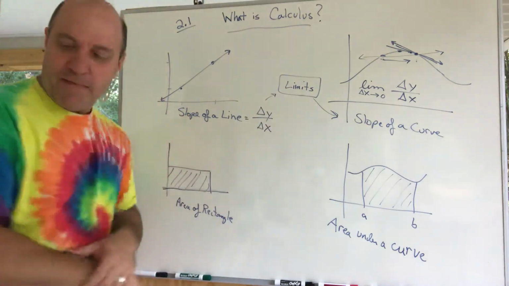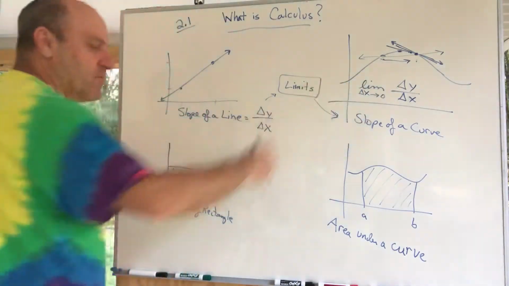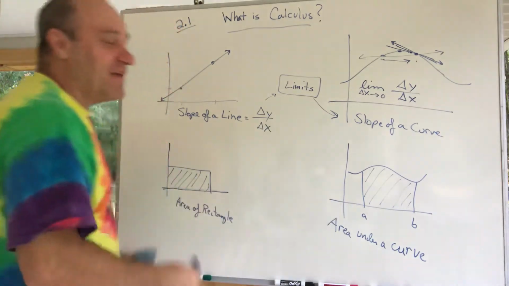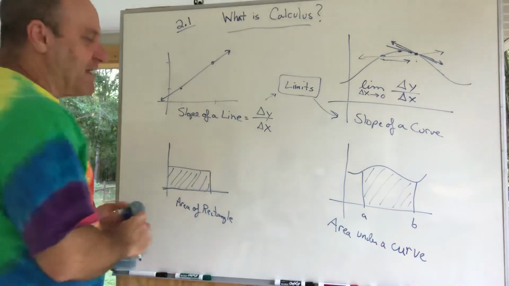Again, we'll get there. So this is a big idea in chapter 3, the slope of a curve. This is a big idea in chapter 5, the area under a curve. And to get there, we have to learn about limits. So chapter 2 is about limits.